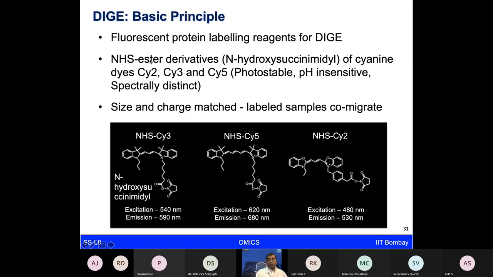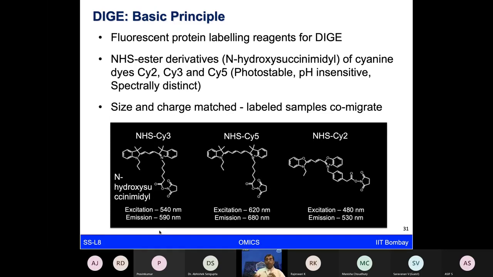Chemically, they are formed from the NHS ester derivatives of cyanine dyes, and I have provided some detail on the structure and the excitation emission wavelengths. What is important for you to remember here is that both size and charge wise they are matched. So if you are going to take one patient which is non-severe, one patient severe, label that sample with Cy3, label this sample with Cy5, and then you mix these two together and run them on one gel, they are going to migrate the same, with size and charges matched already.